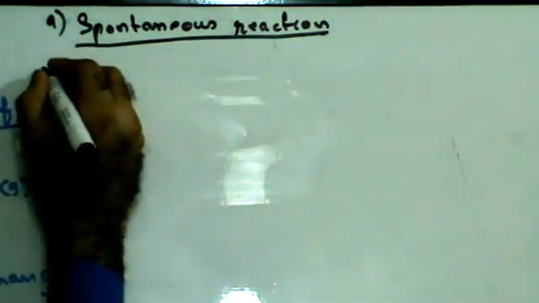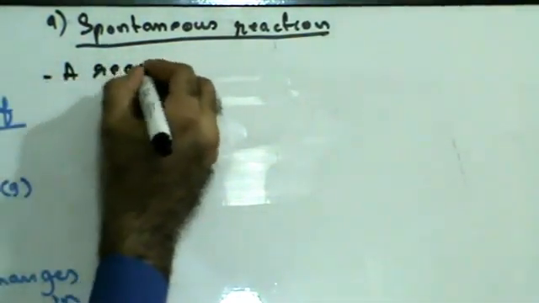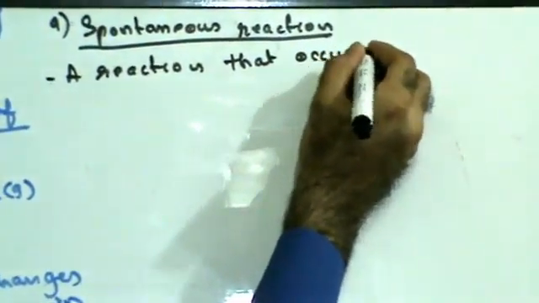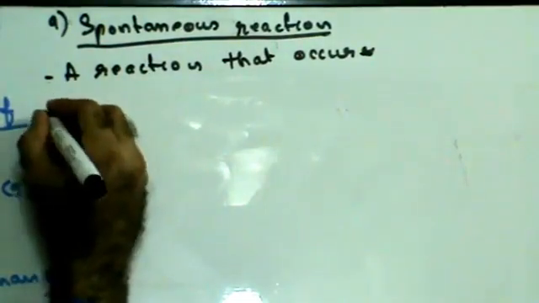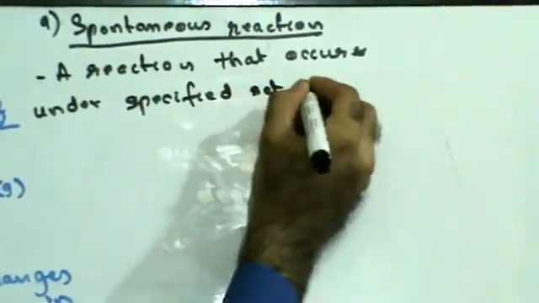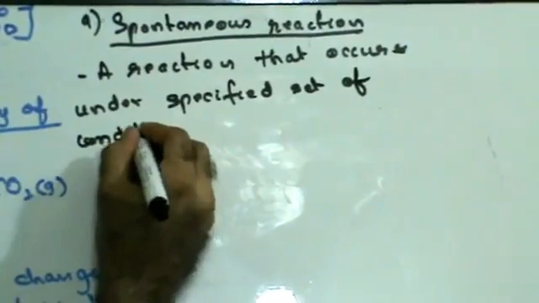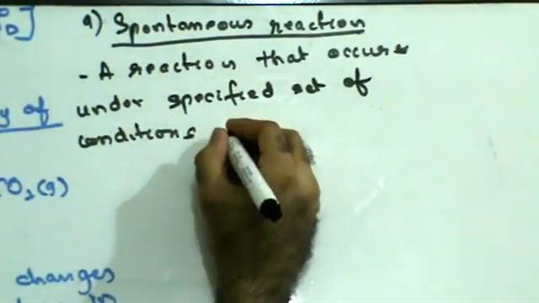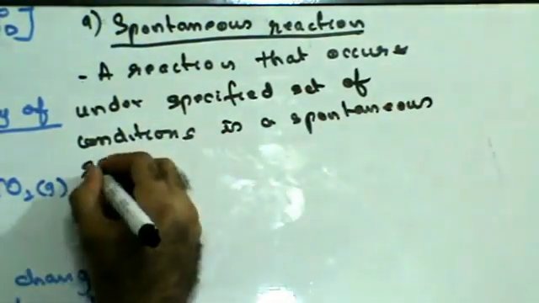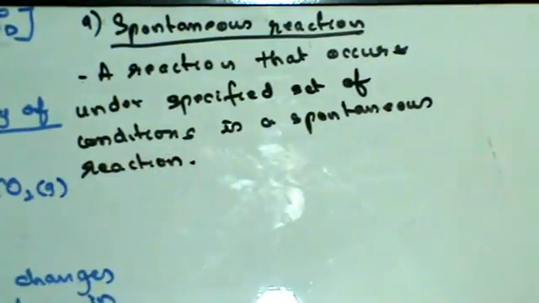What do we understand by a spontaneous reaction? A reaction that occurs under the specified set of conditions is a spontaneous reaction. Fine.